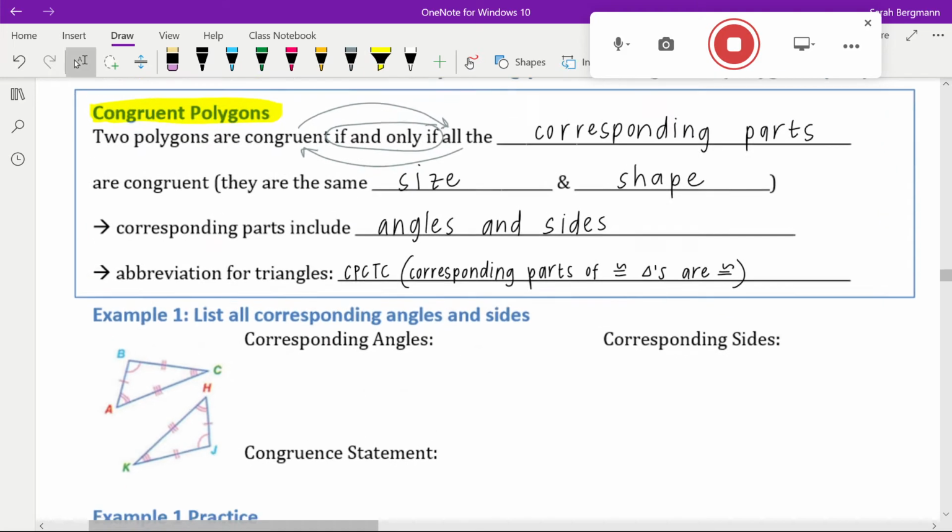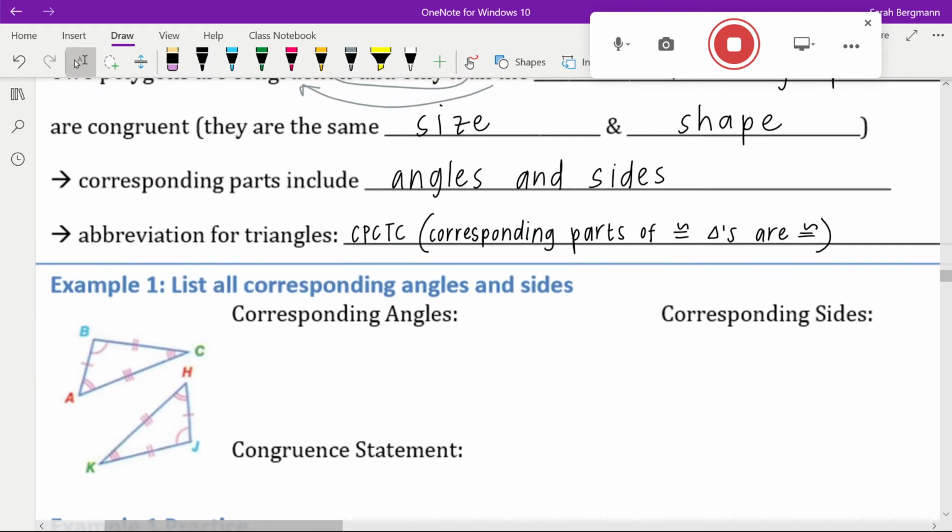So let's look at an example of congruent triangles. This is triangle ABC and triangle HKJ. Now, first what we want to do is list out the corresponding angles. Basically, this means which pairs of angles match up that are congruent. I can see angle K and angle C are congruent. Angle A and angle H are congruent. And finally, angle B and angle J are congruent.